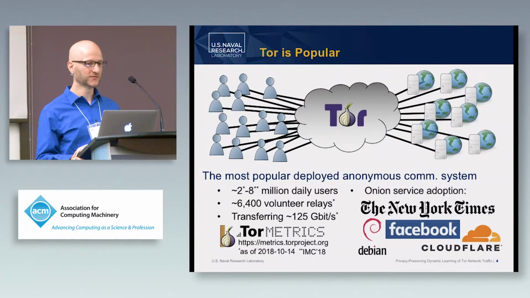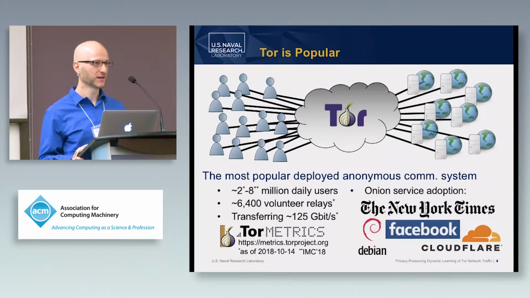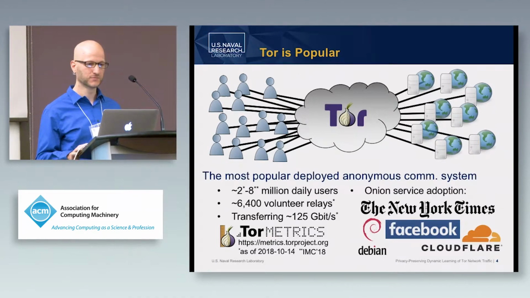Recently, services have been adopting the Onion service protocol in Tor. New York Times, Debian, Facebook, and Cloudflare are all using Onion services, which allow them to make their content available through Tor, so you have an end-to-end Torified connection.